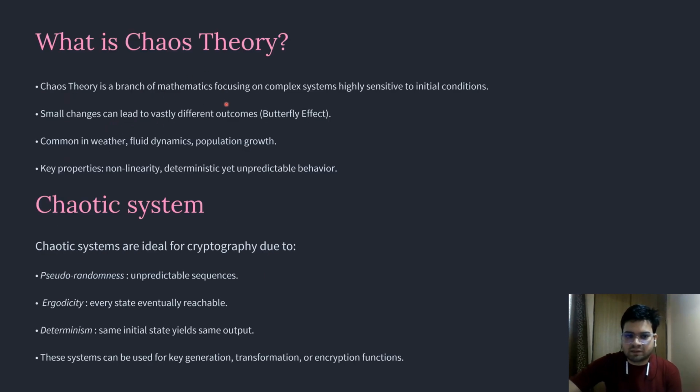Chaos theory is a branch of mathematics focusing on complex systems that are highly sensitive to initial conditions, because small changes can lead to vastly different outcomes. We name it the butterfly effect. It is common in weather, fluid dynamics, and even population growth. The key properties it exhibits are nonlinearity and determinism, but yet unpredictable behavior. Chaotic systems are ideal for cryptography due to pseudo-randomness, ergodicity, and determinism, and these systems can be used for key generation, transformation, or encryption functions.